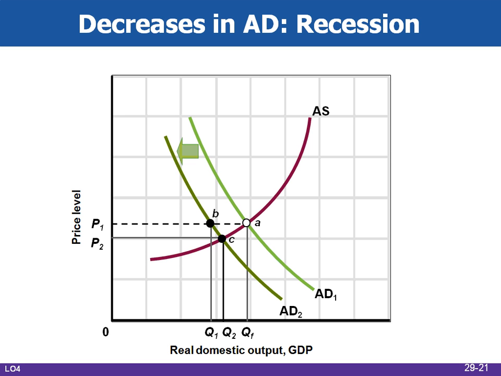If the price level were flexible downward, the decline in aggregate demand would move the economy depicted from A to C instead of from A to B.